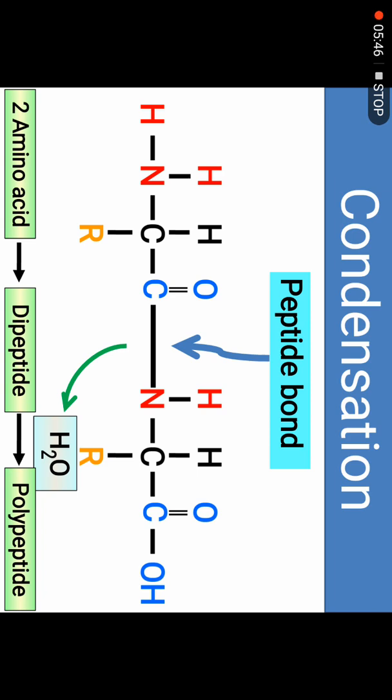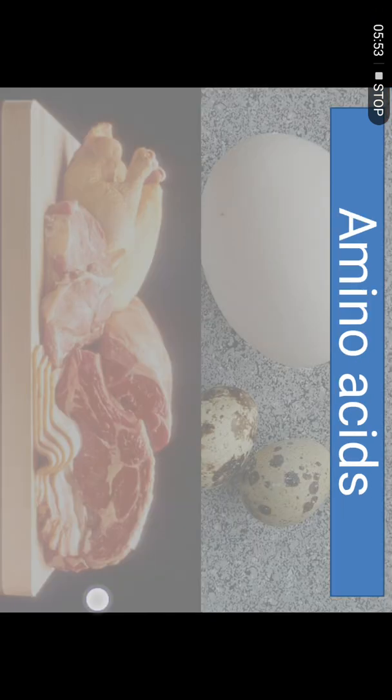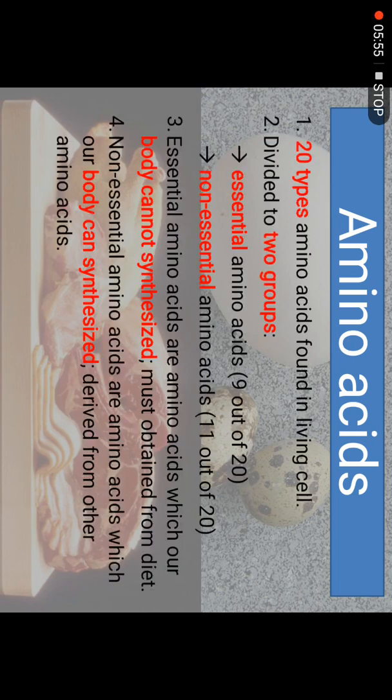We call them, when they link, dipeptide. After that it's polypeptide, same as the carbohydrates. Next one, amino acid. What is amino acid? The amino acids, of course, are the monomers of protein.